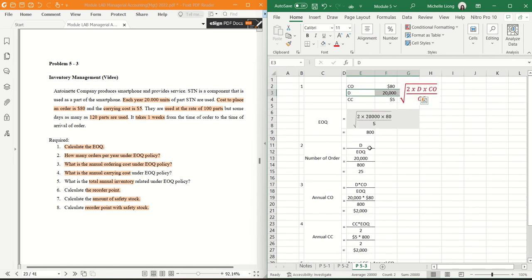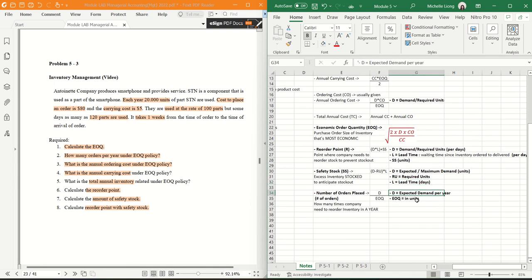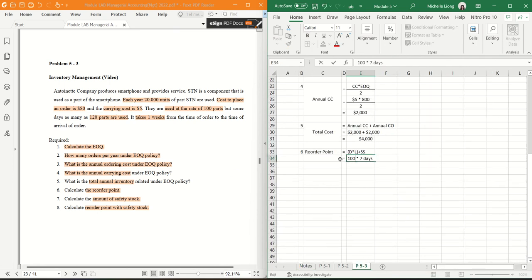Oh, the D is different right now. Remember that the D here is the expected demand per year, in units. But for reorder point and safety stock, they use the maximum demand per day, in units. Here they say the parts are used at the rate of 100 parts, but some days as many as 120. Which one do we use? We use the 100. So 100 times 7 days is 700 for the reorder point.